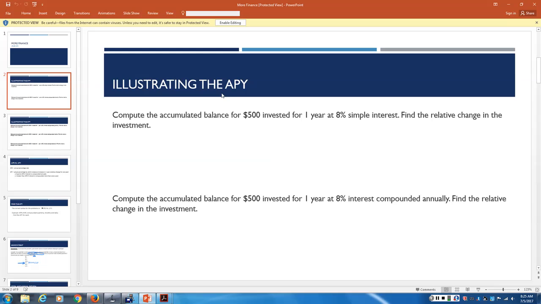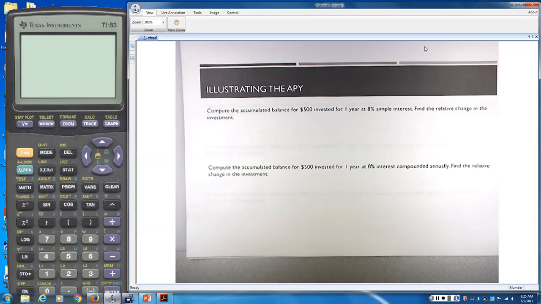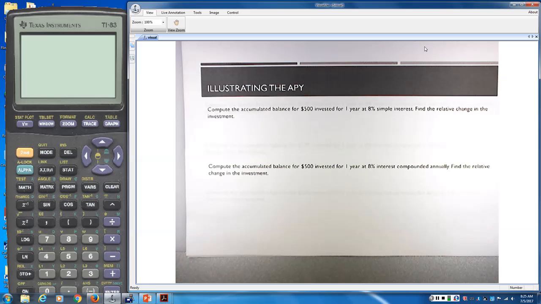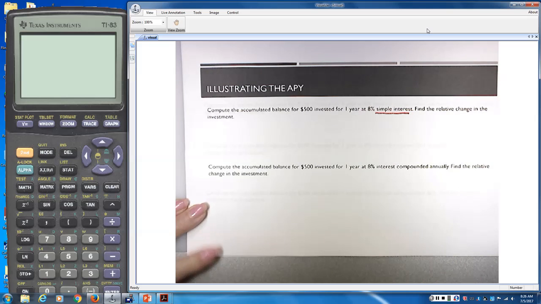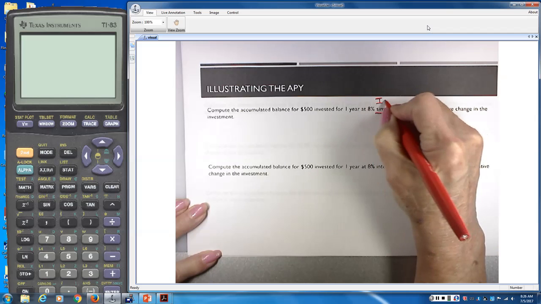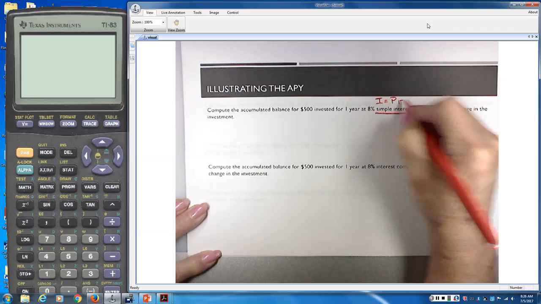So as an example, we're going to compute the accumulated balance for $500 invested for 1 year at 8% simple interest. Now this is not something we're going to do with the TVM solver, and the reason that we're not going to do it with the TVM solver is because it's simple interest. And when it's simple interest, like this first problem, then we're always going to have to use the simple interest formula. Interest equals principal times the rate times the time.